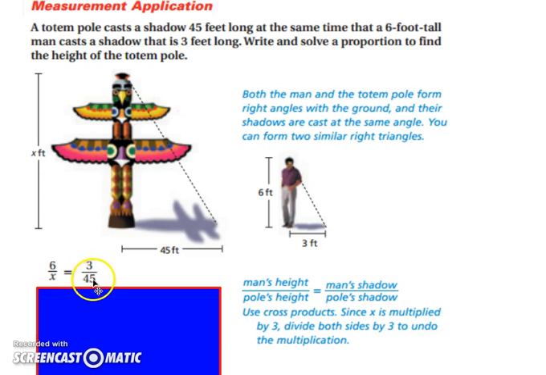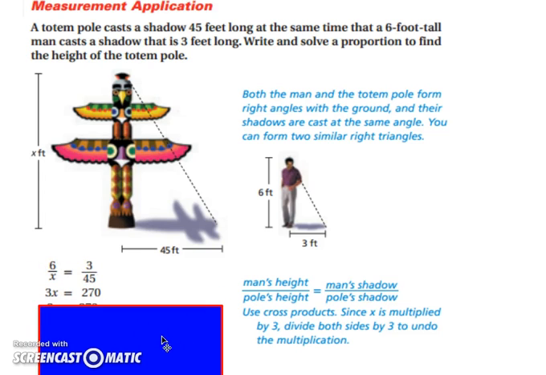Remember in the last example, we talked about how you need to make sure things are lined up. The man's height and the man's shadow are both on top. The height of the totem pole and the pole's shadow are on the bottom. You could have flipped them, but they would both have to be flipped. Let's do cross products. So we have 6 times 45 equals 3 times x.